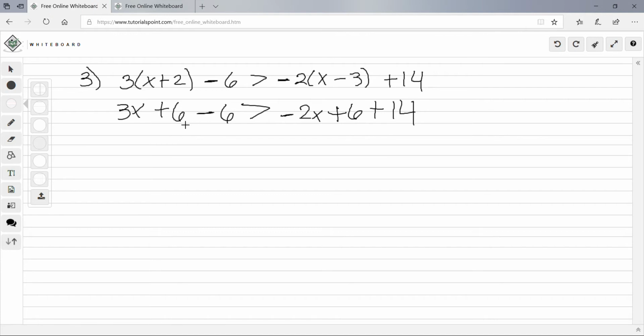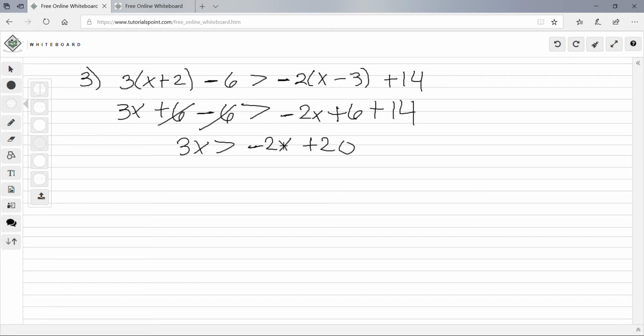So, okay, let's simplify the left. You get a positive 6 and negative 6, that cancels. You get 3x is greater than, again, negative 2x. And then 6 plus 14 is 20.